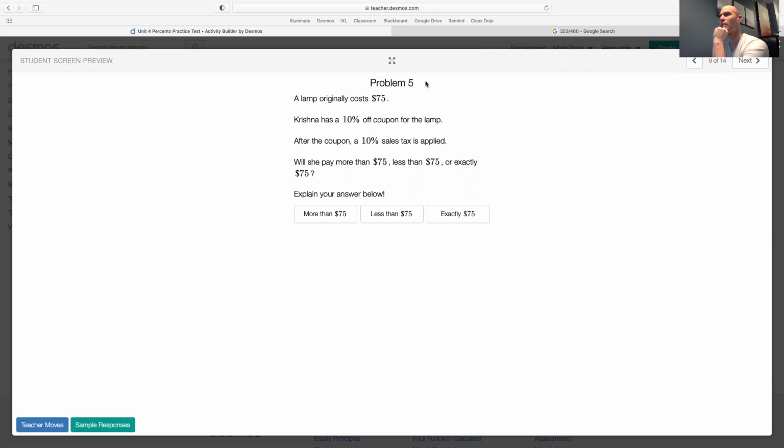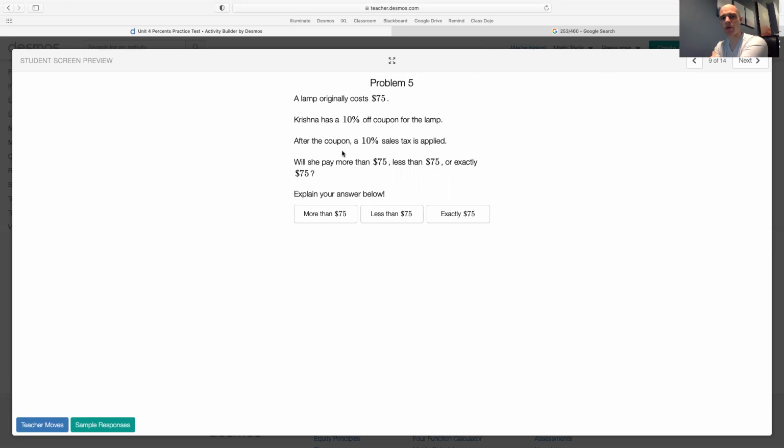So it says a lamp originally cost $75. Krishna has a 10% off coupon for the lamp. And then after the coupon, the sales tax is applied. I actually don't think that's how I do it in real life, but that's how we're gonna do it in this question. Will she pay more than $75, less than $75, or exactly $75?